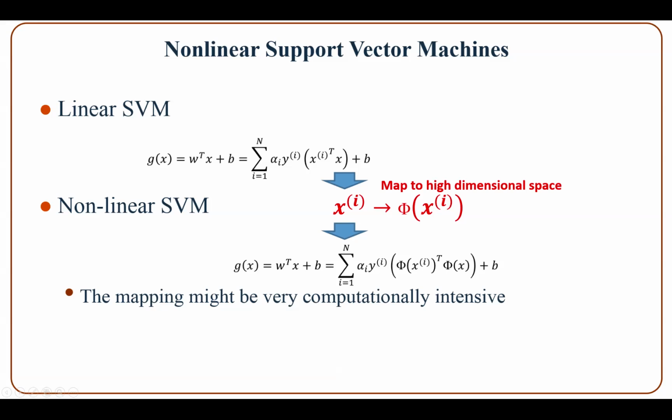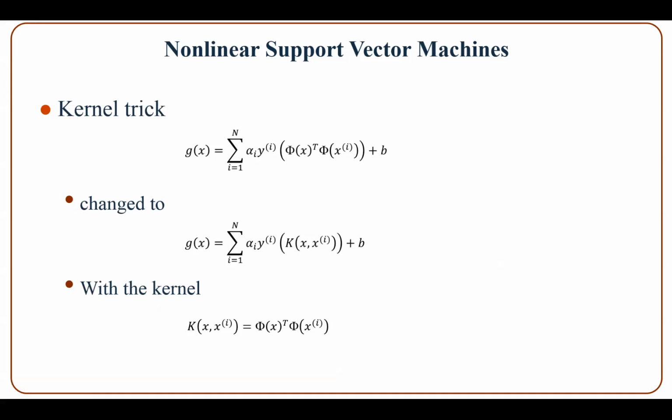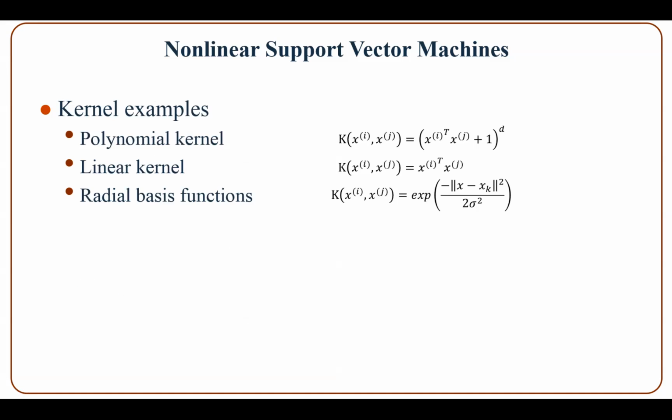Mapping the points xi to the high-dimensional space, we get the discriminant function g of x in the high-dimensional space. Here comes the kernel trick that handles the product of phi of x transpose and phi of xi, which is point i in the training set for i from 1 to n. This page shows several kernel examples.